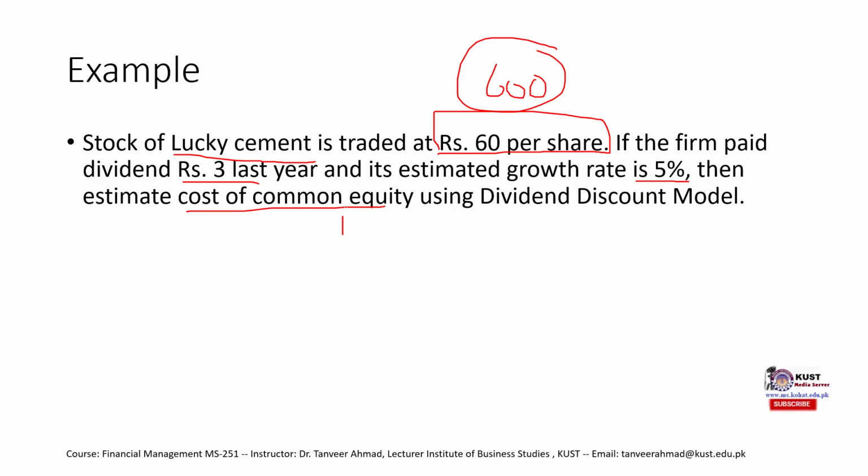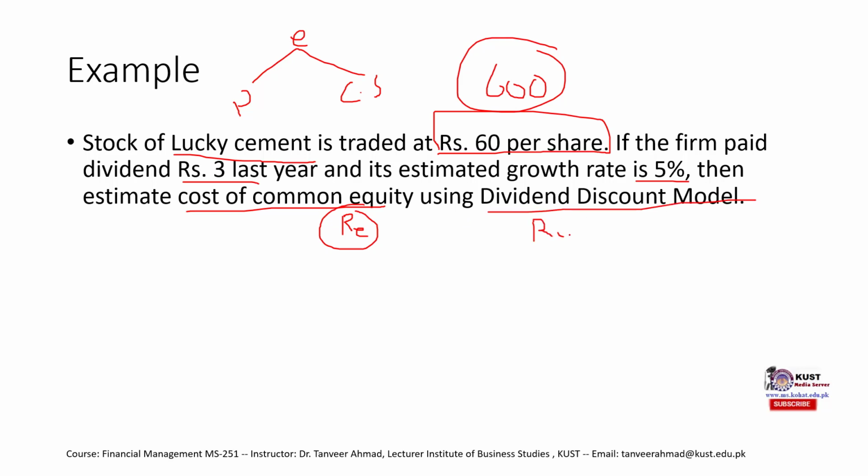Remember, whenever we say equity, we are simply referring to common equity, although equity consists of both the preferred stock and the common stock. But for this lecture, we are using the word equity for common equity. So to find the cost of common equity, what we need to find essentially is RE, and the question asks us to find the cost of equity using the dividend growth model.